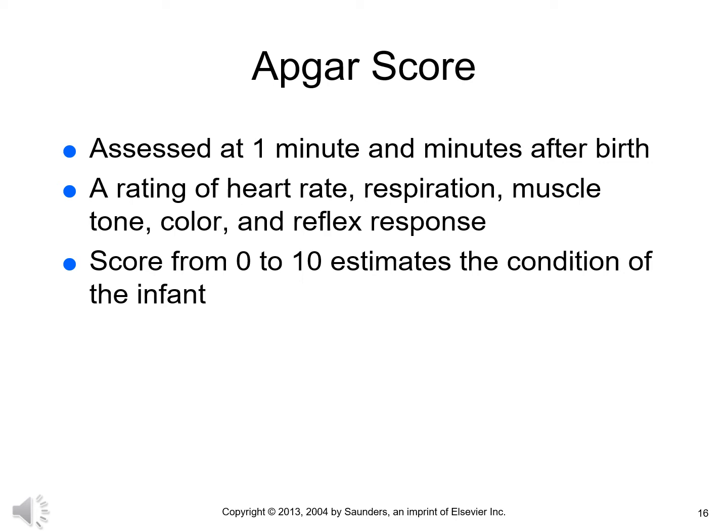APGAR score. This is an assessment that is given to an infant at 1 minute after birth and then 5 minutes after birth. It looks at the heart, respiration, muscle tone, color, and reflex irritability of the infant, and it's to estimate the condition of the infant and determine the need for further resuscitation efforts. There's a score from 0 to 10, and 10 would be the best case scenario. 0 is usually where the baby is unresponsive and more than likely lifeless in some sort.